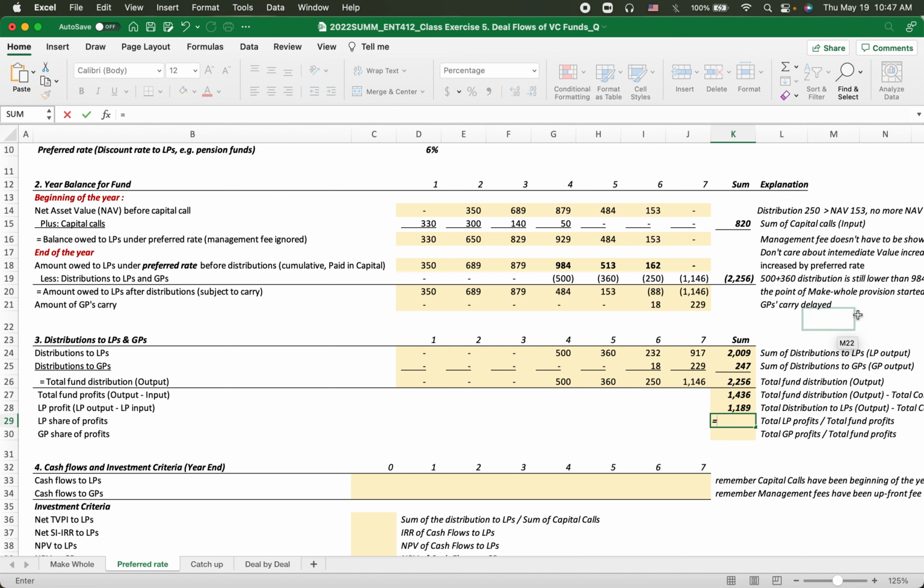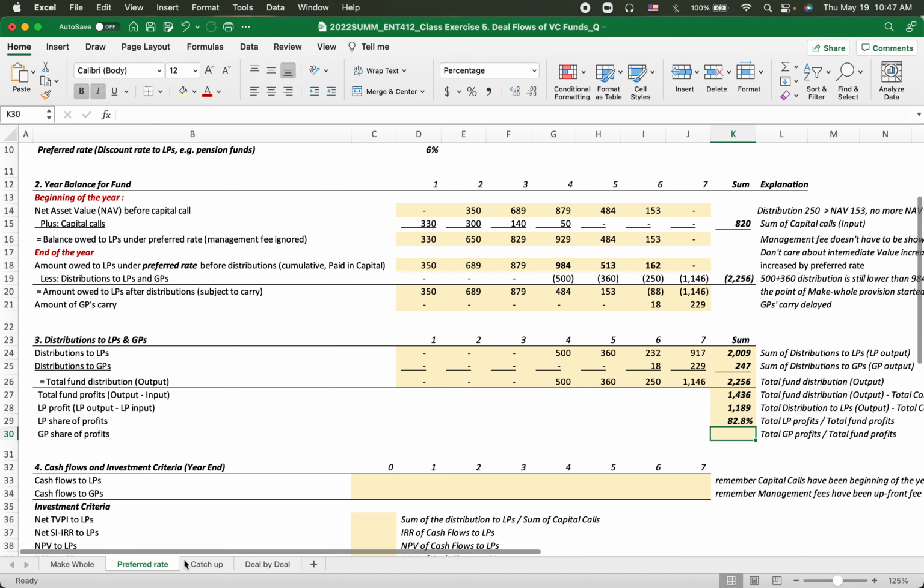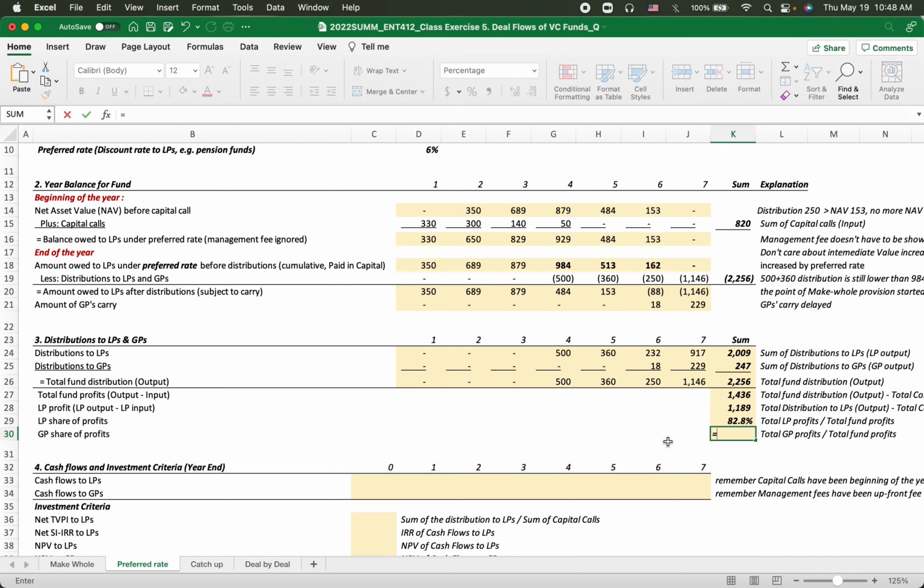So how much is the profit of LP here? And total fund profit is there, and then 82.8%. So it's higher than 80% with the carry interest provision, right? And then definitely GP shares profit must be lower than 20%, right? 20% of total profit, so 17%.